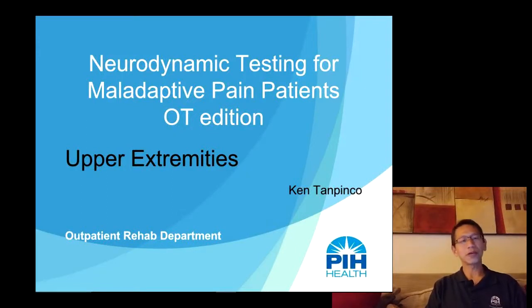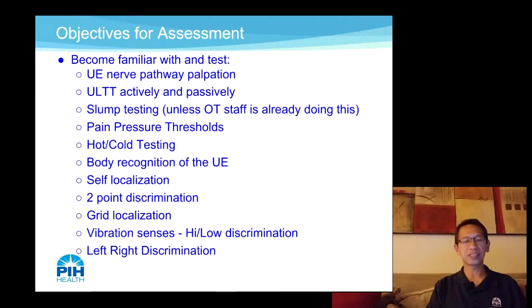So greetings, we will be going through neurodynamic testing for the maladaptive pain patients, and this is mostly for the occupational therapist. So what I did is I sectioned it off. I did an upper quarter, which is mostly going to be the upper extremities from the shoulder all the way down to the fingertips.